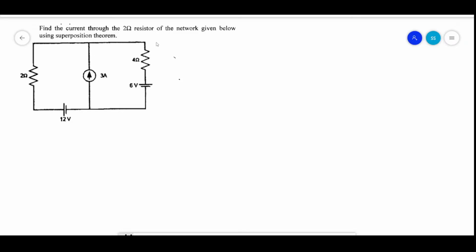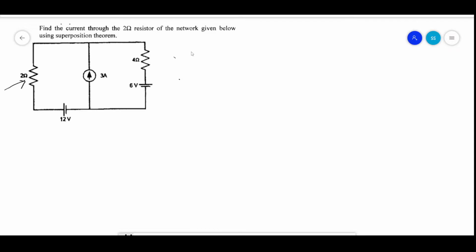In this video, we will find the current through the 2 ohm resistor of the network shown, using the superposition theorem. So what is the superposition theorem? It basically tells us to consider each source separately.